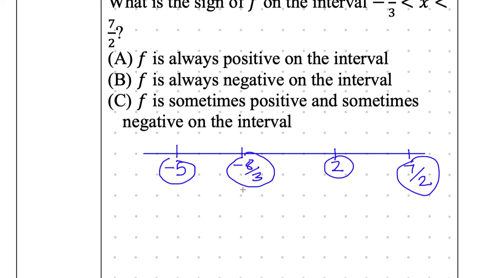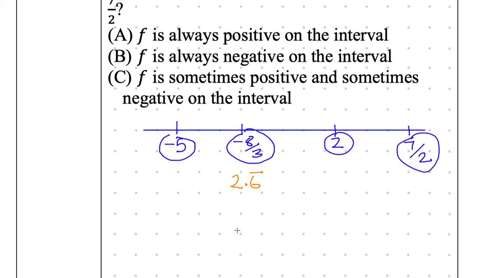Notice that 8/3 is the same thing as 2.6 repeating. If you don't know that, I highly recommend learning how to convert fractions into mixed fractions. 8/3 is the same thing as 6/3 and 2/3, which is 2 and 2/3 or 2.6 repeating.